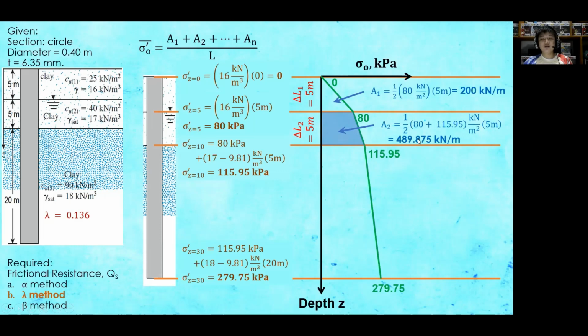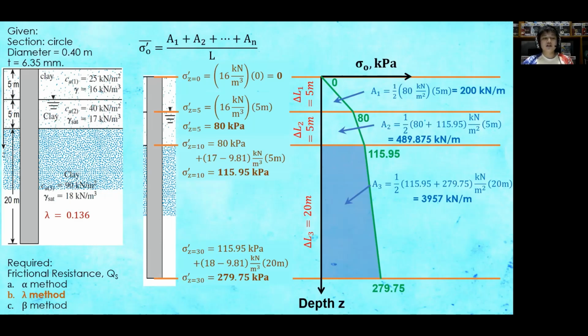489.875 kilonewtons per meter. And for the last segment, our area 3, which is in trapezoid again, is equal to 1/2 times base 1, 115.95 plus base 2, 279.75 in kilonewtons per square meter, multiply that to the height, which is the segment length, 20 meters.